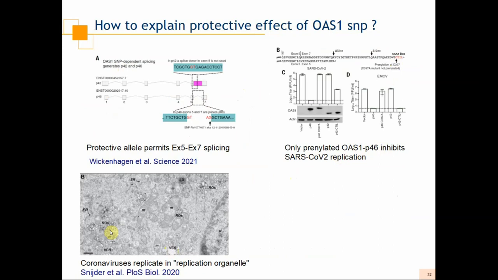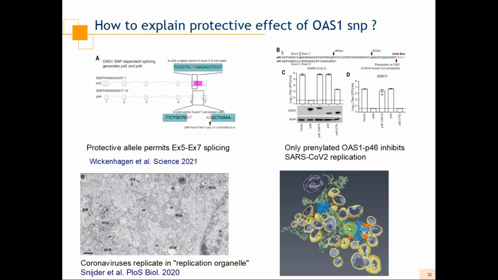Well, it's important because coronavirus replication occurs in a specialized replication organelle, these membrane-bound compartments that are close to the endoplasmic reticulum. You can see this in cryo-electron tomography. These yellow double membrane vesicles are where the virus replication occurs.